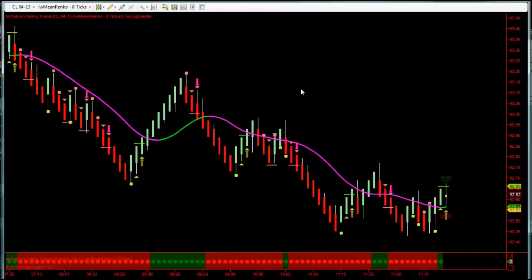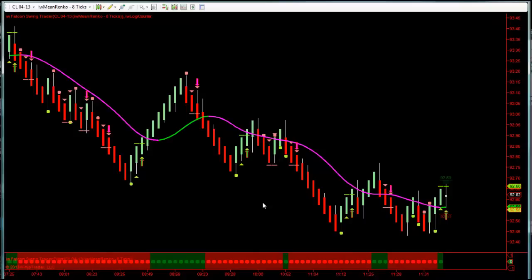All right, in this video, we're going to take a look at some of the good, bad, and ugly signals that we get in the Falcon Swing Trader. The Falcon Swing Trader, this is quite the tool. It is very good at picking up mid-range price swings and getting you into the market when the market is actually ready to move.